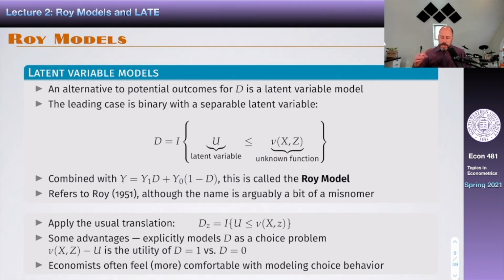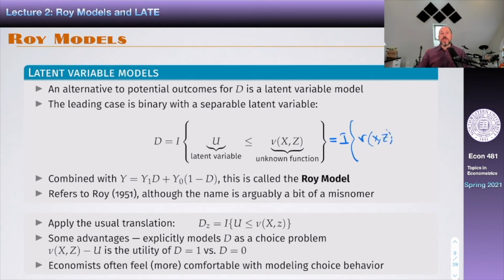Of course, depending on the setting, you can write it as greater than or equal. It just doesn't matter. Less than or equal is convenient for writing certain formulas later. Okay. You can write this, which sometimes helps, as nu of x, z minus u greater than or equal to 0.